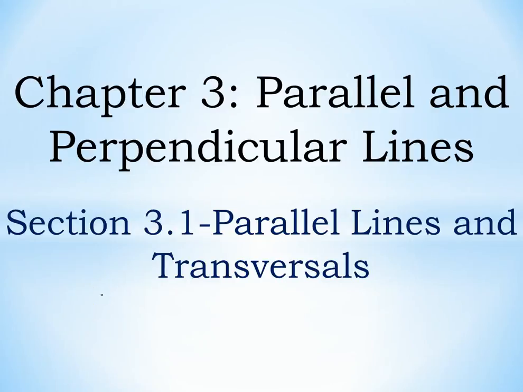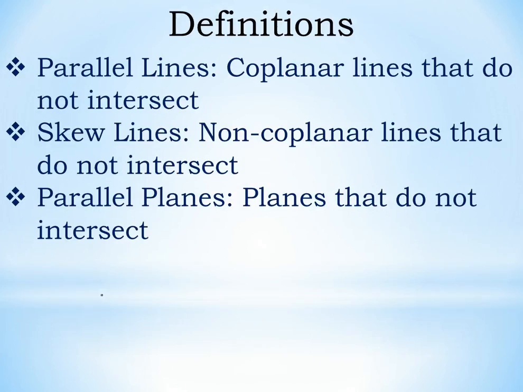Alright, so today we're going to talk about parallel lines and their transversals and what it means to be the angles formed by these kinds of lines. So first, a couple of definitions. Your parallel lines, these are coplanar lines that do not intersect.